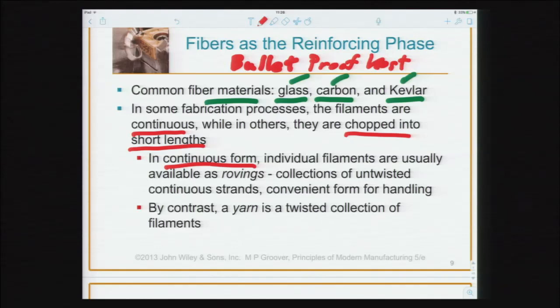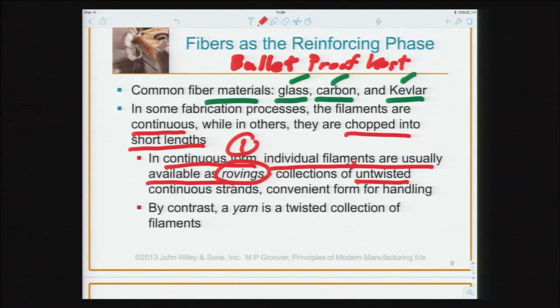Individual filaments are usually available as roving. So this is the first term, roving. Rovings are collections of untwisted continuous strands, a convenient form for handling.